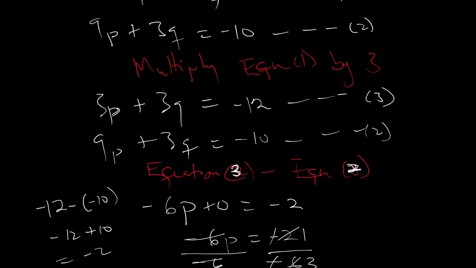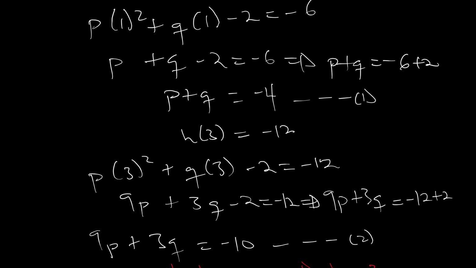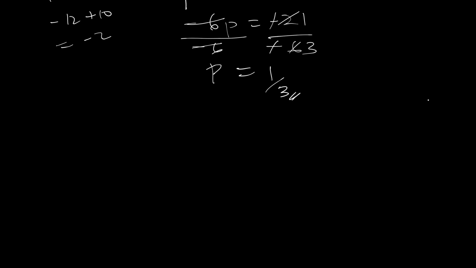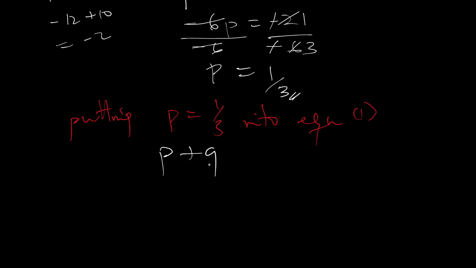Now we can put p equals 1 over 3 into equation 1. So we can say that putting p is equal to 1 over 3 into equation 1, we know that our equation 1 is p plus q.